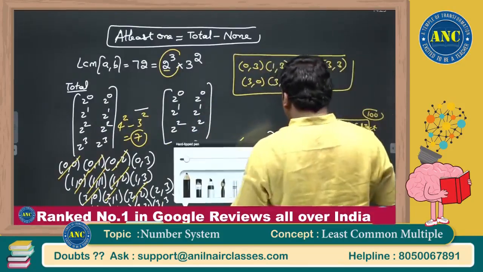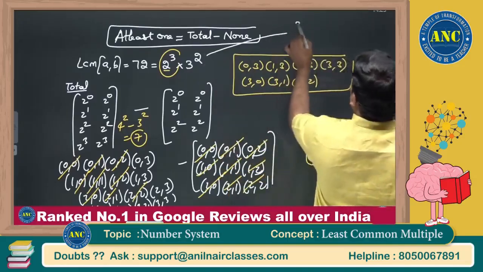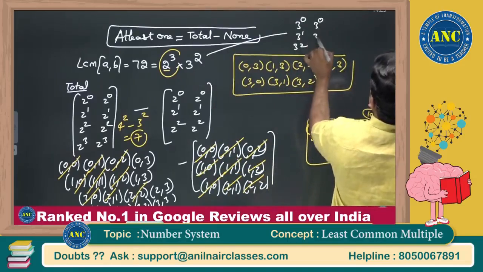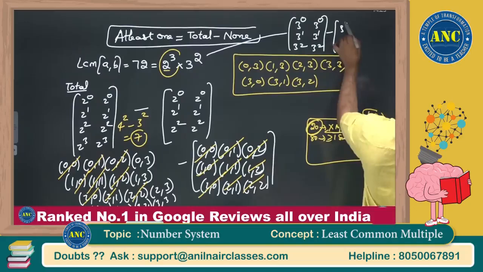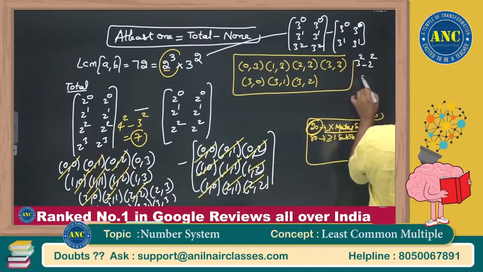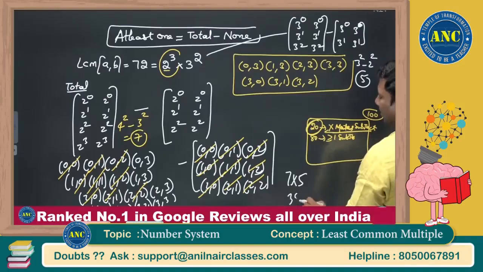Similarly, 3 power 2. Tell me the answer for 3 power 2. Total minus none. Total will be: A will take 0 to 2, or B will take 0 to 2. Minus none. None means B will not take 3 power 2. 3 power 0, 3 power 1. 3 square minus 2 square. 9 minus 4, 5. Answer is 7 5s are 35.